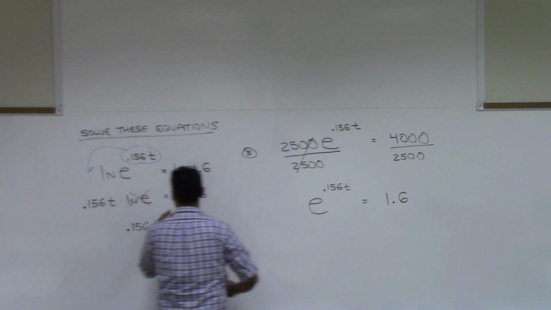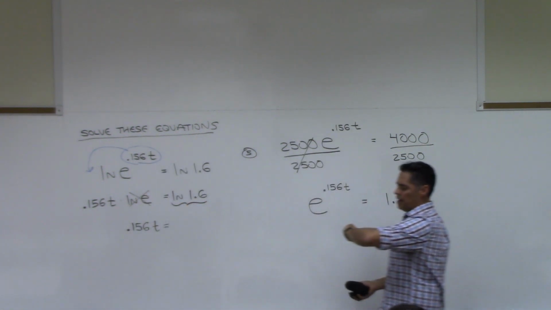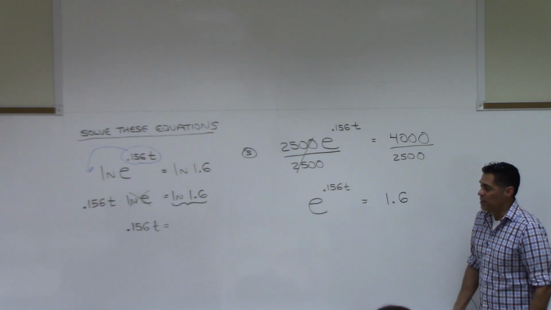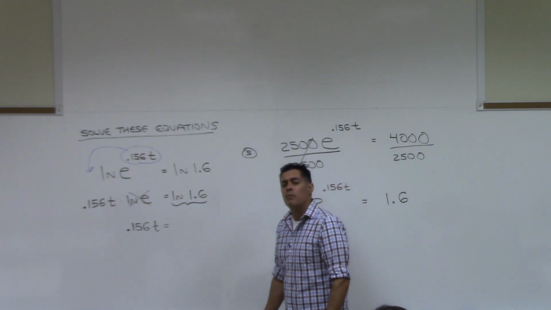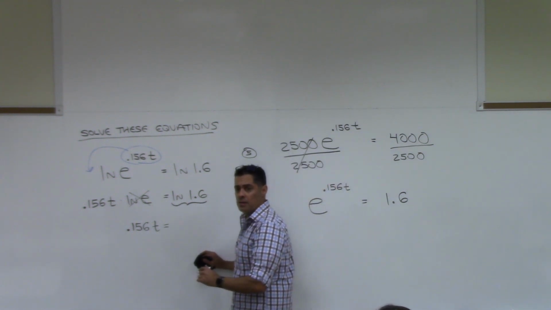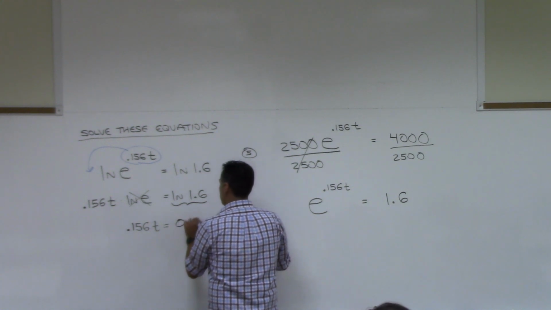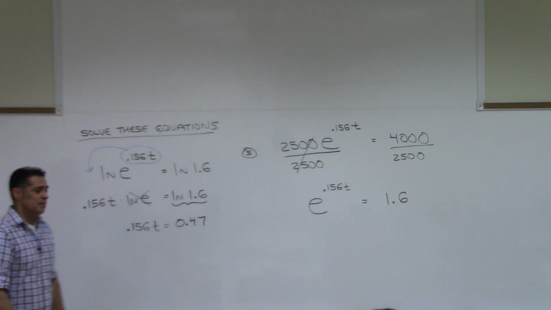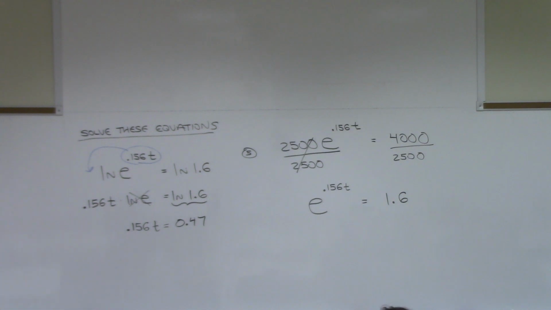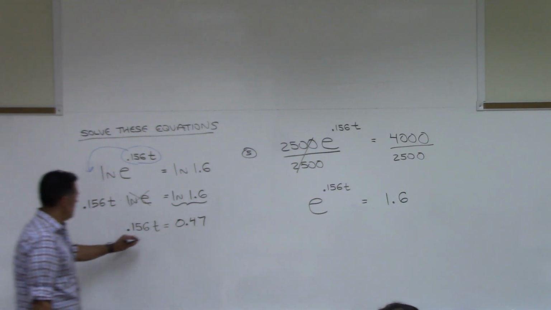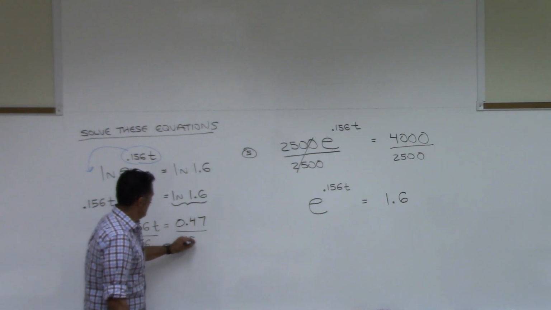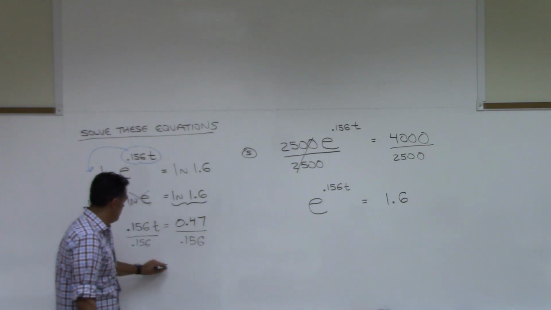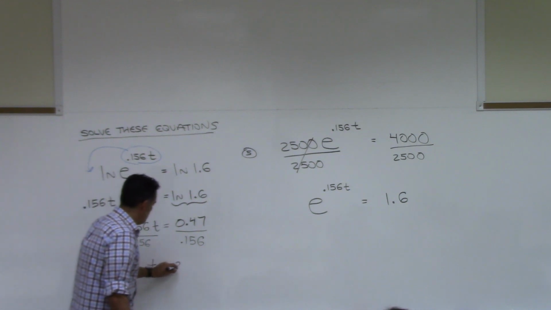Go ahead and do that on the calculator now. Save me the step. We're almost there. What's natural log of 1.6? 0.47. I'm sorry, I misheard you. Okay, almost done. What now? Divide by 0.156. And you will have t. What is it? 3.013.